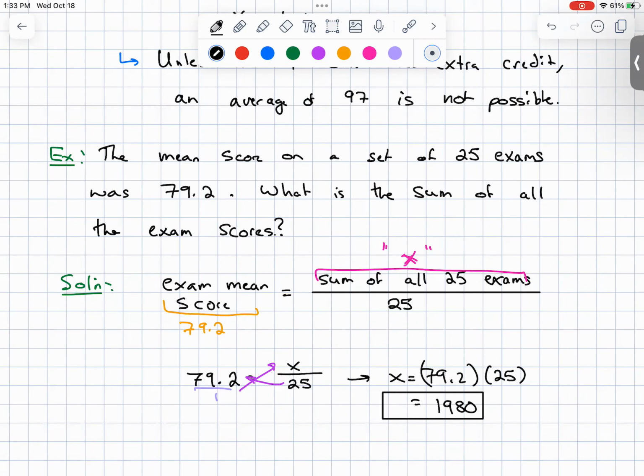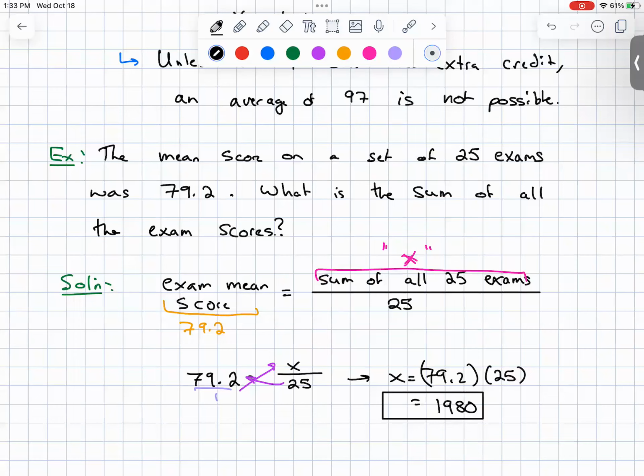So not really useful, right? My students scored out of 2,500 points total on my exams. Cumulatively, they added up to 1980. Useful, not really, but critical thinking of understanding what the mean does, somewhat useful. All right. That was it.